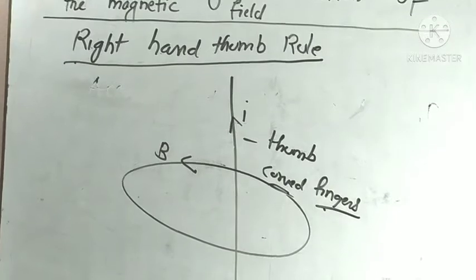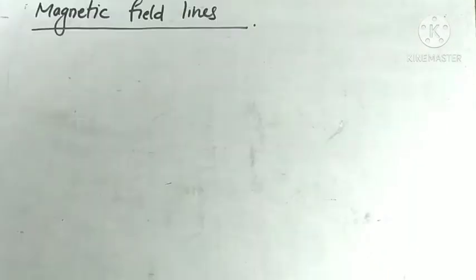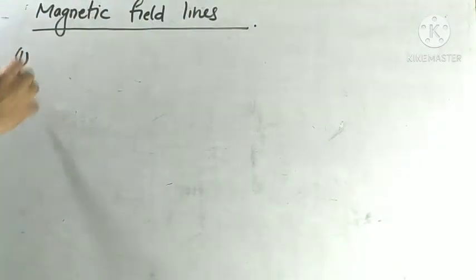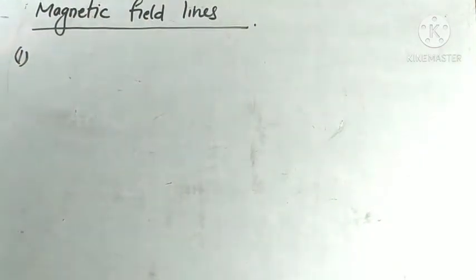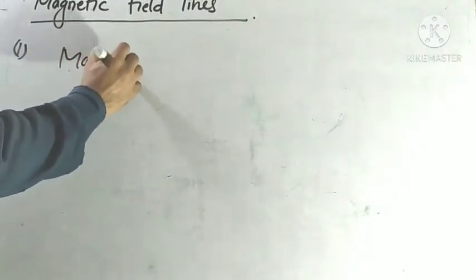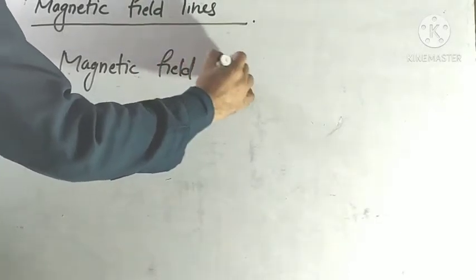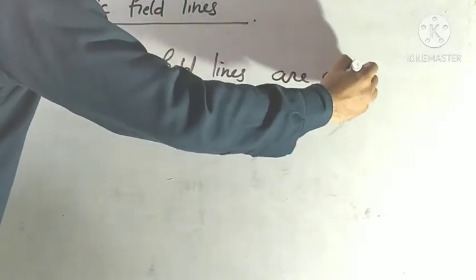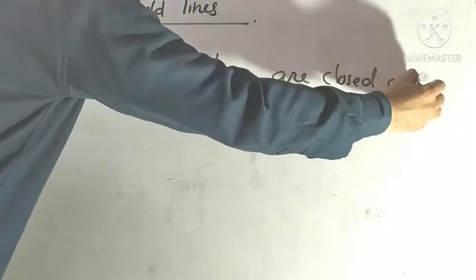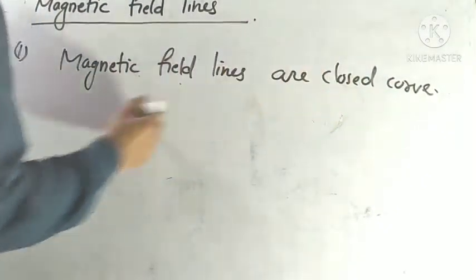So now we discuss magnetic field lines. The first point is that magnetic field lines are closed curves. Magnetic field lines are closed curves.